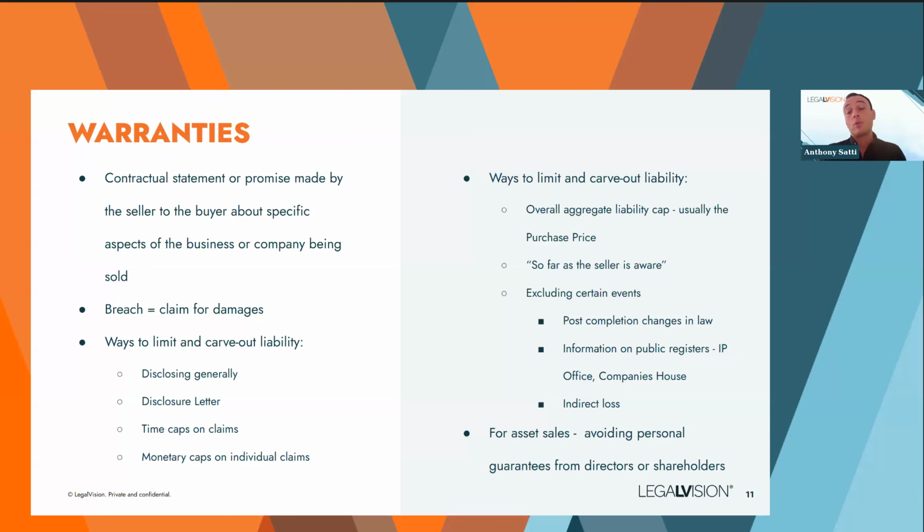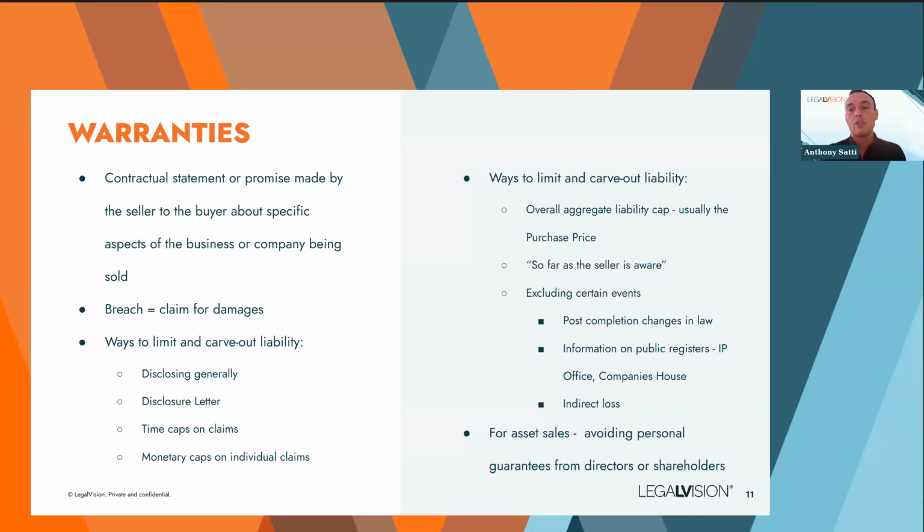As you go through all of the warranties, which depending on the size of your deal can be quite voluminous and extensive, there might be certain statements that you qualify, such as: so far as you are aware there is no pending litigation against the company, for example. And by adding that language, you are weakening those warranties a little bit instead of them being absolute statements.